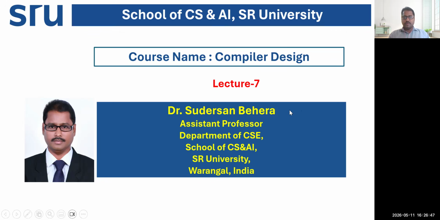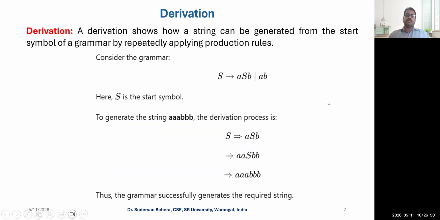This derivation is of two types. Here you can see the definition of derivation. A derivation shows how strings can be generated from the start symbol of the grammar by repeatedly applying production rules. This one I just want to modify a little. A derivation is the process of generating a string from the start symbol of the grammar by applying subsequent substitution by using the production rules.